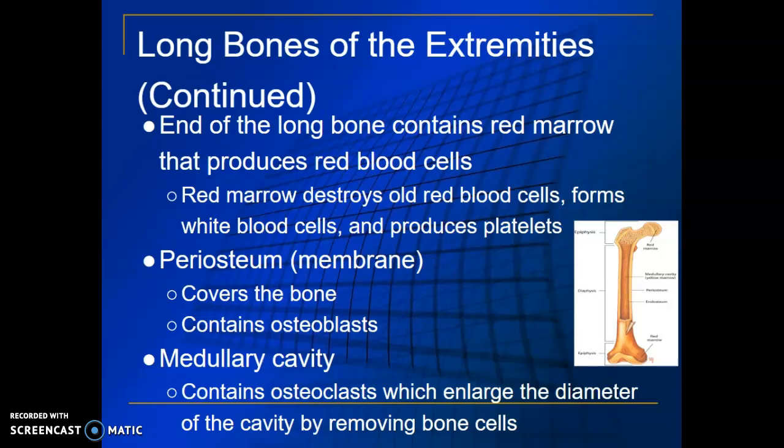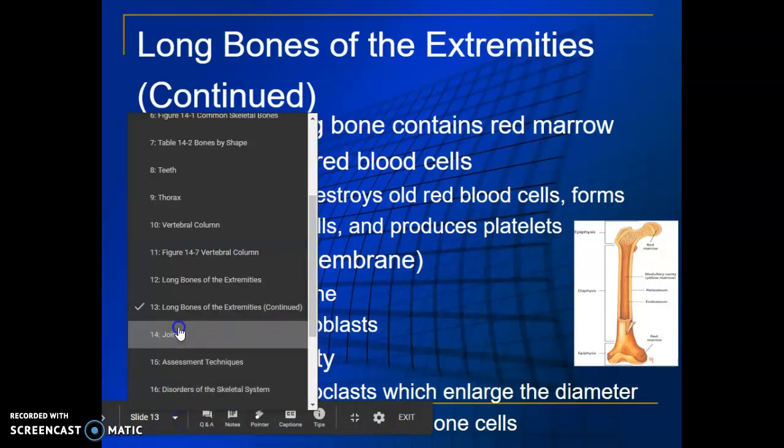There's something called a periosteum, which is something that covers the bone. And the medullary cavity contains osteoclasts, which enlarge the diameter of the cavity by removing bone cells. So there's a production and destruction of bone cells going on in the marrow.